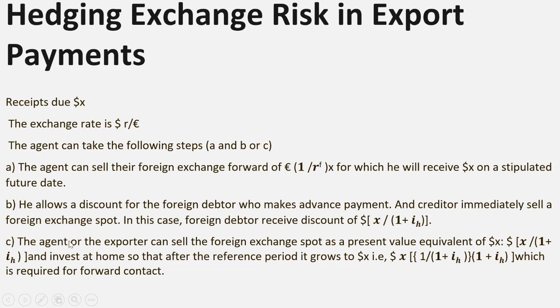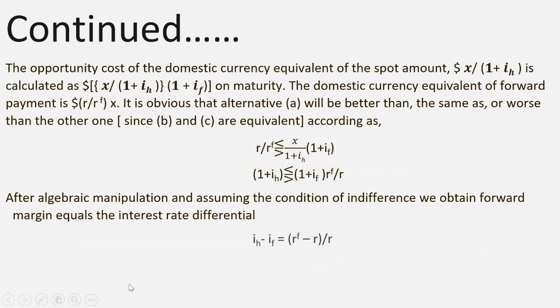And the last step, the exporter can sell the foreign exchange spot as a present value equivalent of $X, or $X divided by 1 plus IH, and invest at home, so that after the reference period it grows to $X, which is required for the forward contract. The opportunity cost of the domestic currency equivalent of the spot amount $X divided by 1 plus IH is calculated as $X divided by 1 plus IH into 1 plus IF on maturity.